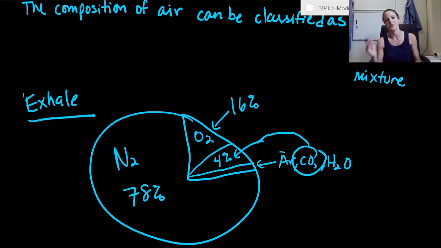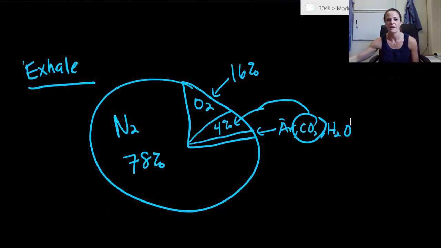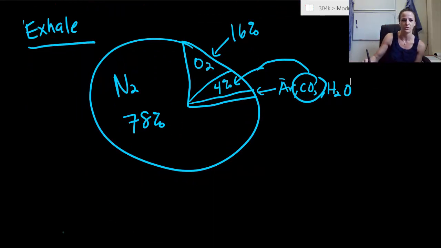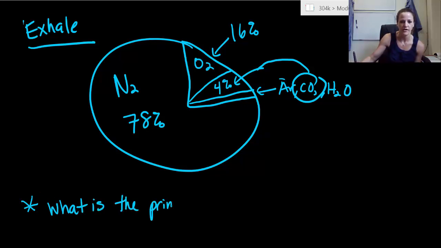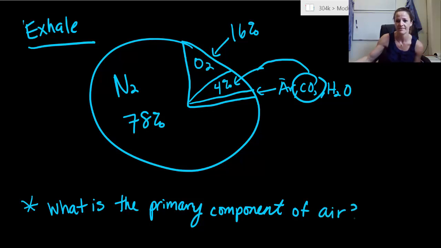Then, of course, we know that our plants interact with the carbon dioxide, go through photosynthesis, and are able to convert it back to oxygen for us. The last thing I want to do really quickly is check in with one more quick question to make sure we're all on the same page. The last question I want to ask you is, what is the primary component of air? Good luck.